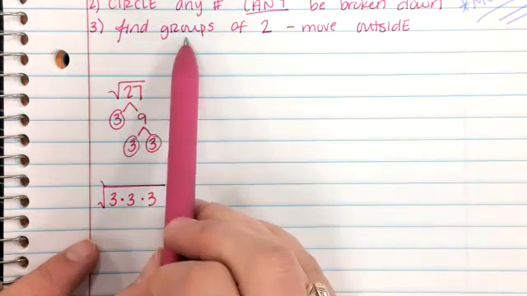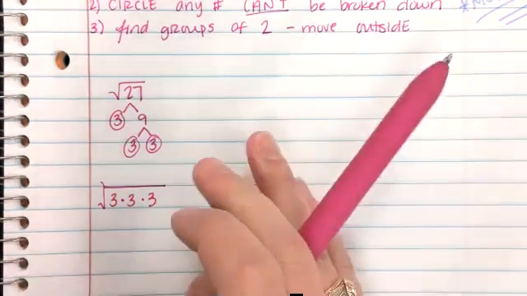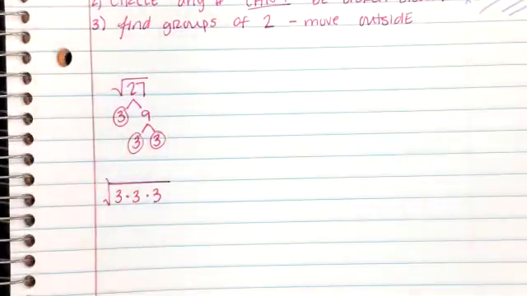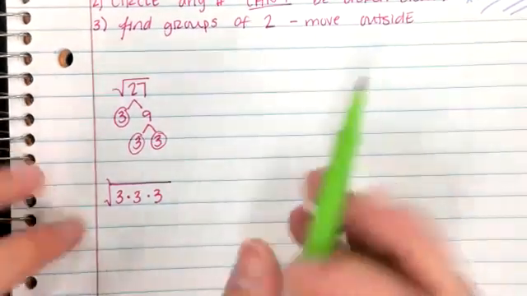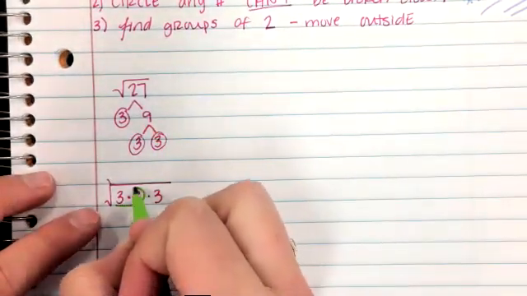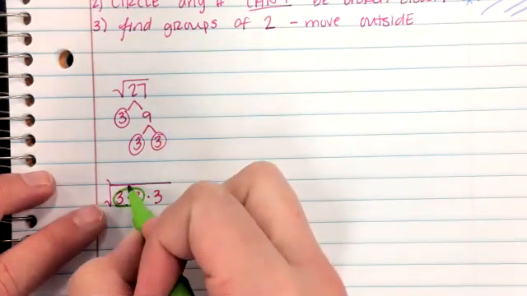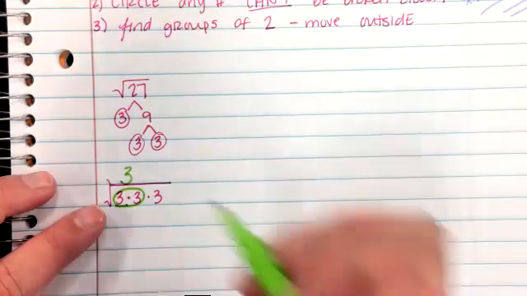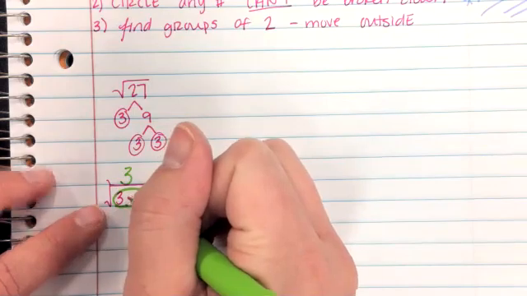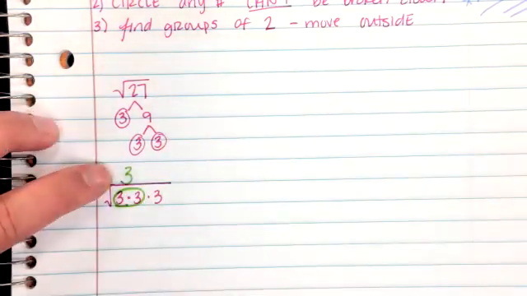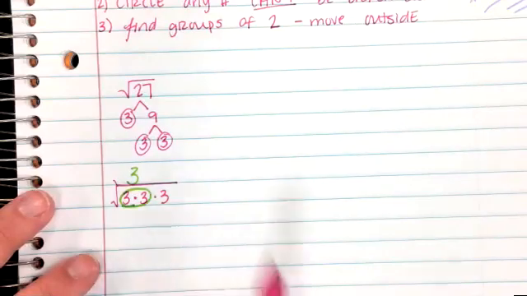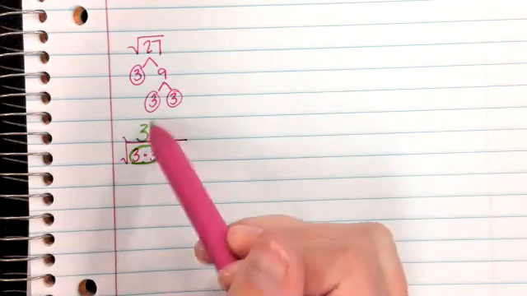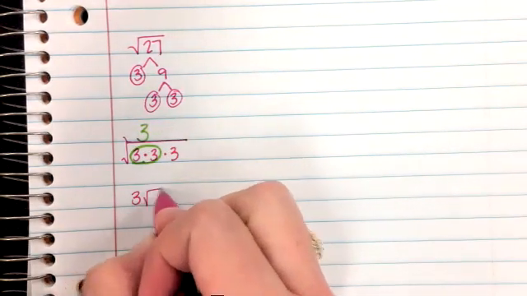Step number 3 says find groups of 2. That means I need 2 numbers. So watch, this is the trickiest part, okay? I need groups of 2. I have 2 3s right here. When I bring it outside, it's just the number 3. Okay, so I circled 2 3s, and then you tell me 3 is the number you circled. So can I circle any more groups? No. So what is outside? Just a 3, and what's left inside? Square root of 3.